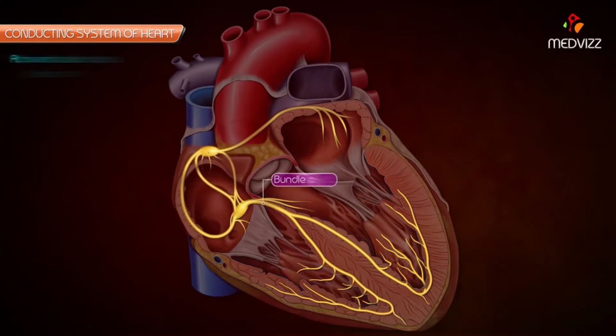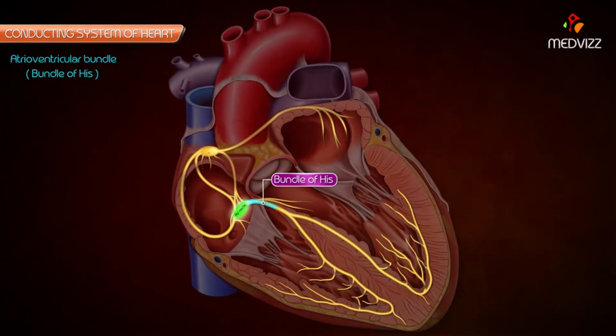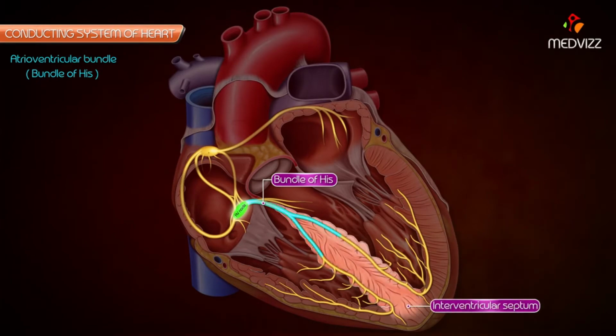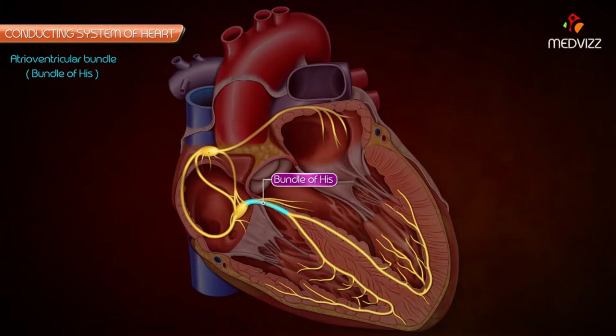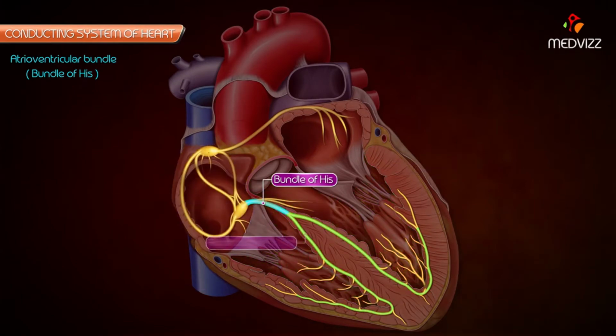Third, AV bundle or bundle of His. It begins from the AV node, crosses the AV ring and runs along the inferior part of the membranous part of the interventricular septum, where it divides into left and right branches. Since this skeleton, which is a fibrous framework of the heart, separates the muscles of atria from the muscles of ventricles, the bundle of His is the only means of conducting impulses from the atria to ventricles.